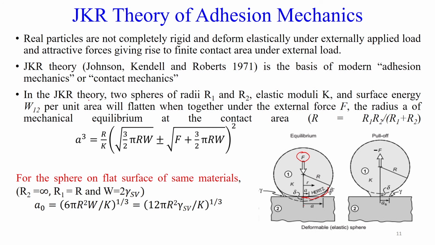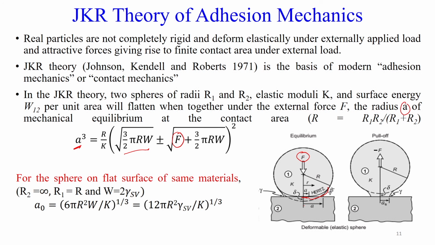First we will see the JKR theory. There are two spheres here, R1 and R2, having the same elastic modulus K, the surface work of adhesion is given as W12, and the external force is F. The radius A at mechanical equilibrium will be defined as A cube equals R upon K under bracket 3 by 2 pi R W work of adhesion plus minus, along with the adhesion force we are adding the external force, whatever F is applied, F plus 3 by 2 pi R W. In this case the contact radius A depends on the value of F.